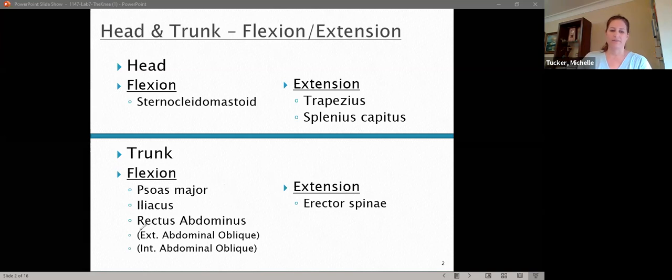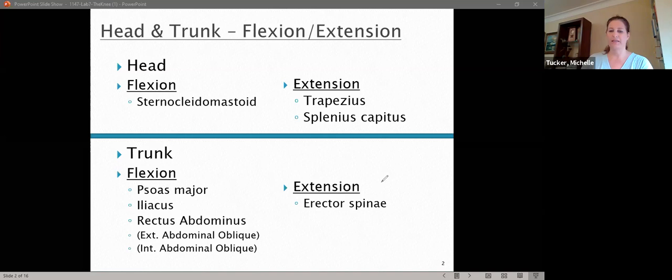I have a few muscles here in parentheses. So these three muscles are called prime movers. This trunk flexion is their major muscle action. External and internal oblique, yes, they do perform trunk flexion, but they also perform trunk rotation.